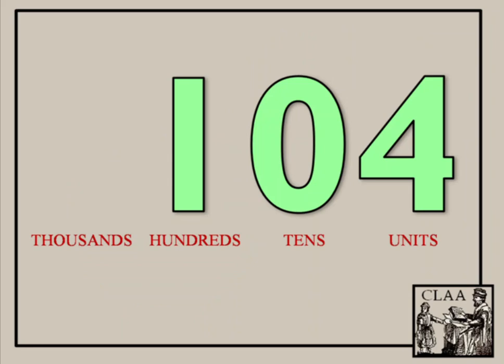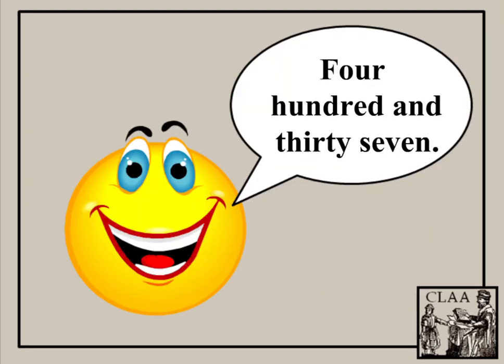Here you can see the number 104. There are no thousands in the number 104, so we leave that place empty. The number 104 has 100, 0 tens, and 4 units. 100, 0 tens, and 4 units makes the number 104. Let's try another number.